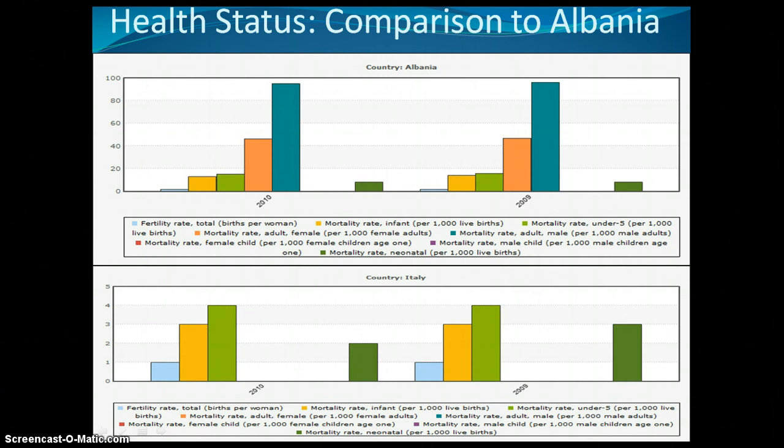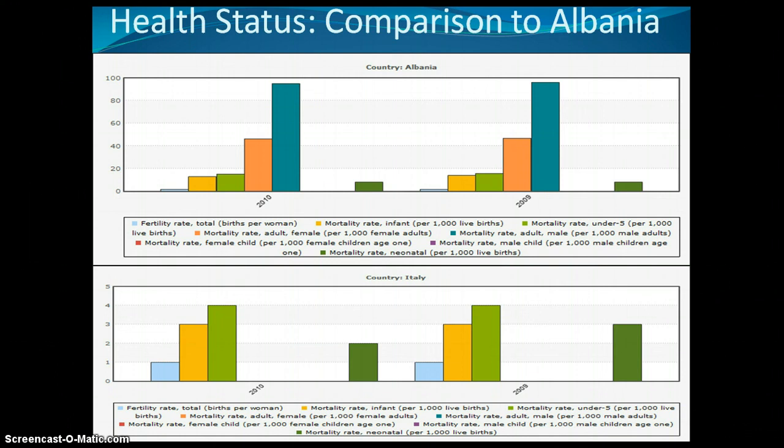The country that I compared to Italy's health status is Albania. Albania is a neighboring country to Italy. The graph on the top of the slide is Albania, and the graph on the bottom of the slide is Italy. These two graphs compare the total fertility rate, infant mortality rate per 1,000 live births, under 5 mortality rate per 1,000 live births, the female adult mortality rate, the male adult mortality rate, the female child mortality rate, the male child mortality rate, and the neonatal mortality rate.